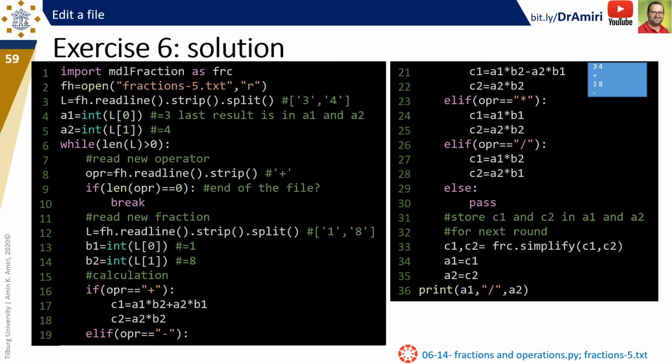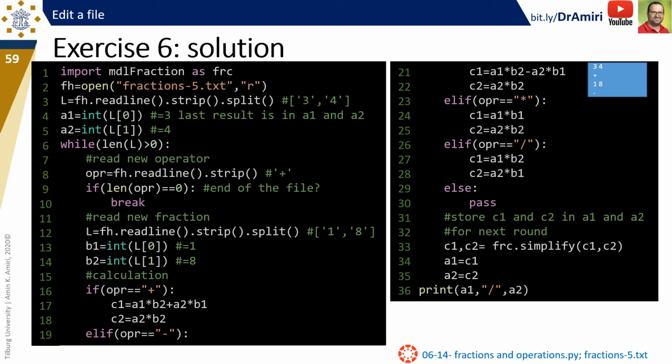So in line 8, we know that this time we are going to get an operator. So I use OPR as the variable to store what this operator is. I execute readline again and strip it, and as a result I'm going to have the operator, and in this case it's going to be plus. After reading the operator in line 9, I make sure that this operator is not empty. With readline, you always have to check if the result is not an empty string. If it's an empty string, it's the end of the file, and you need to stop all the operations.